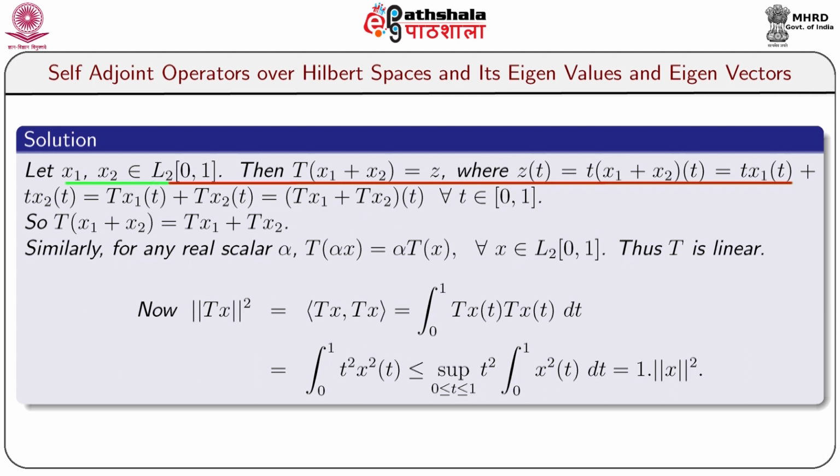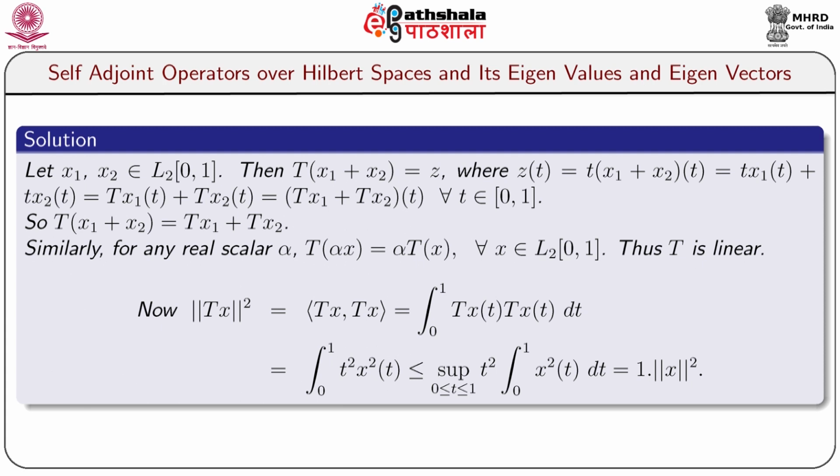Let x1, x2 belong to L2[0,1], then T(x1 + x2) = z, where z(t) = t(x1 + x2)(t), which is equal to t x1(t) + t x2(t), which is equal to (Tx1)(t) + (Tx2)(t), which is equal to (Tx1 + Tx2)(t) for all t belongs to [0,1]. So, T(x1 + x2) = Tx1 + Tx2. This shows that T is additive. Similarly, for any real scalar alpha, T(αx) = αTx for all x belongs to L2[0,1].